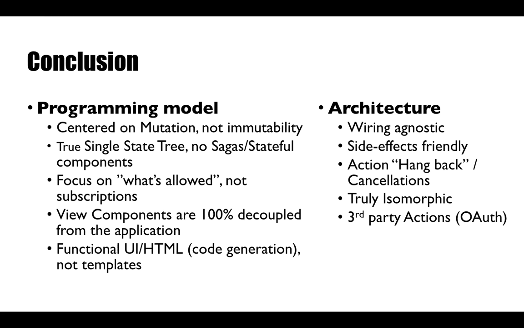From an architecture perspective, the SAM pattern is agnostic to any form of wiring. Simple Java functions work just fine. It's side-effects friendly and implements new concepts such as action hangback and generic cancellation. The code of action, model, and state is truly isomorphic, and I've shown in all cases that this code can be moved to Node.js, for instance, without any difficulty, just by changing the wiring. Finally, you can also weave third-party actions that can present their proposal to the model, say using an OAuth token.